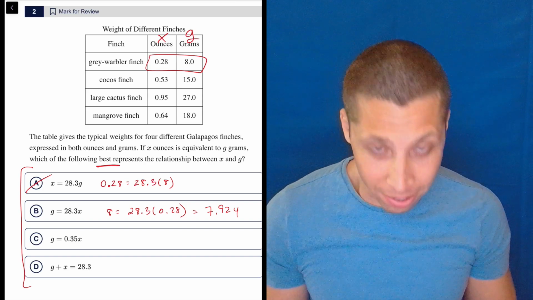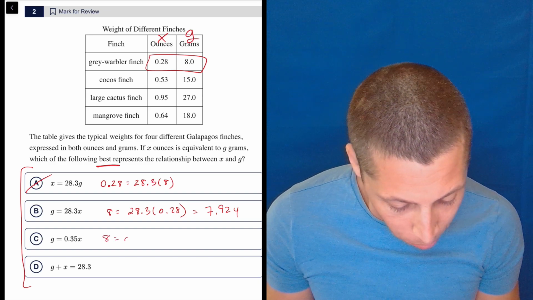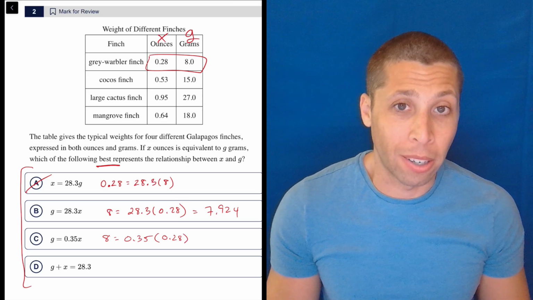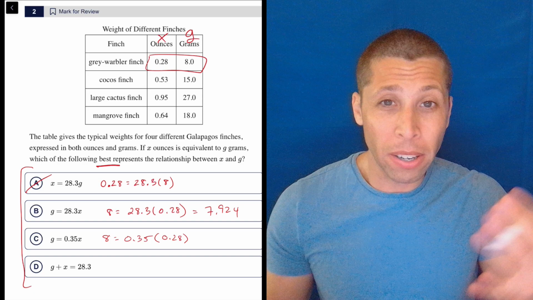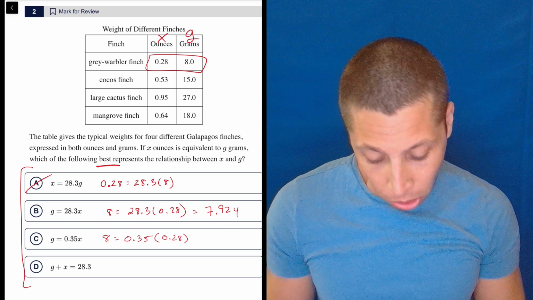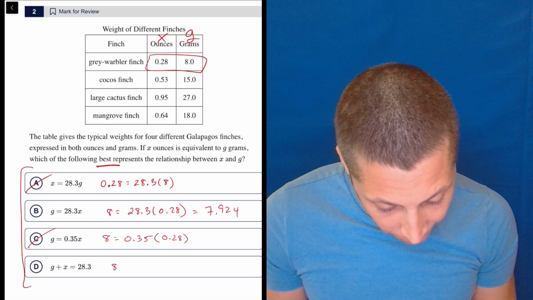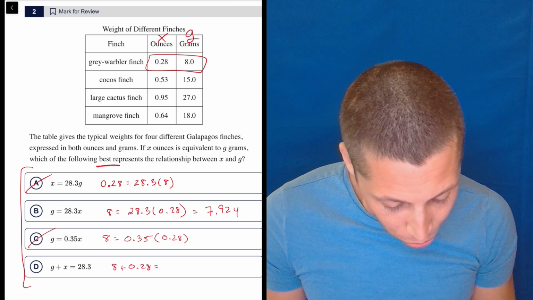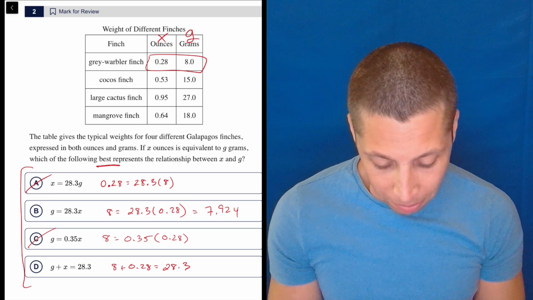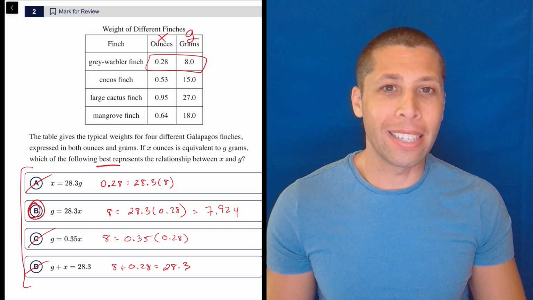So moving on to C now. So the G is 8 still. So 8 is equal to 0.35 times 0.28. Now this is another one I don't need to throw in the calculator because 0.35 times 0.28 is a very, very, very small number. It's not going to make it bigger. It's not going to get closer to the number 8. So if you want, verify it yourself, but let's just move on. And then same thing here, 8 plus 0.28 is equal to 28.3. No, 8 plus 0.28 is 8.28. So no, this doesn't make sense either. So yeah, there's a little bit of rounding that goes on in choice B, but it doesn't really matter.